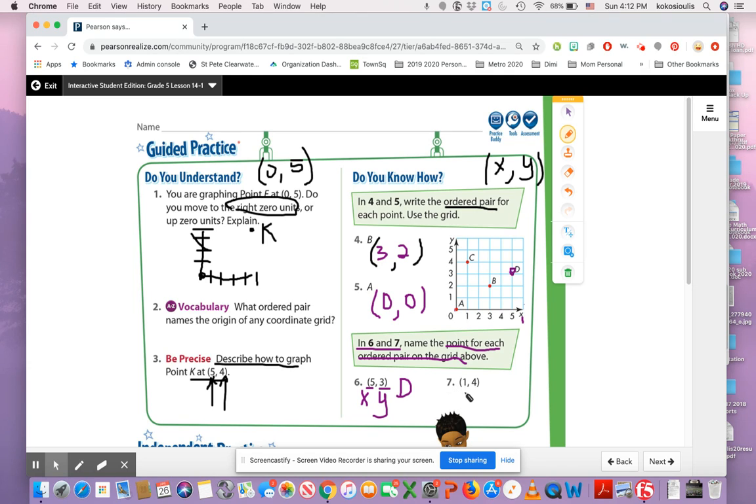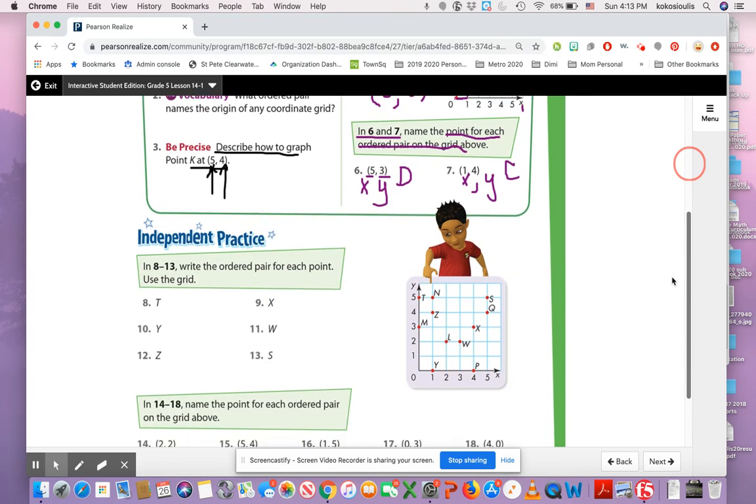Number 7, this is X, and 4 is Y. So for number 7, he wants me to go over 1 point and then up how many? Well, I'm going to go back here and look at Y. He wants me to go up 4. 1, 2, 3, 4. So this point is point C. Okay, I hope that helps a little bit, but we're going to keep practicing.